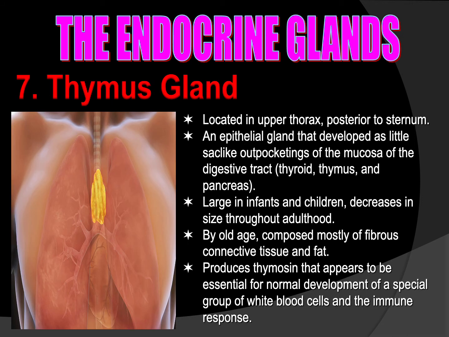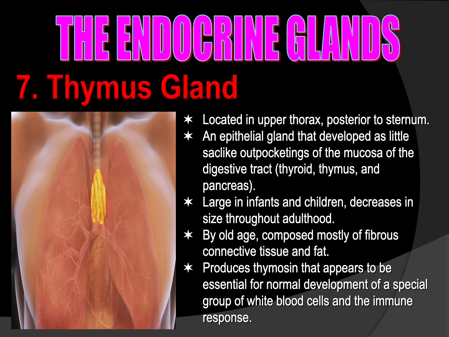Thymus gland is another endocrine gland located in the upper thorax, posterior ng sternum. Kamukha ng thyroid and pancreas, galing din siya sa mucosa ng digestive tract ng embryonic development. They are large in infants and children, and they decrease by adulthood. By old age, composed mostly na lang siya of fibrous connective tissue and fat.